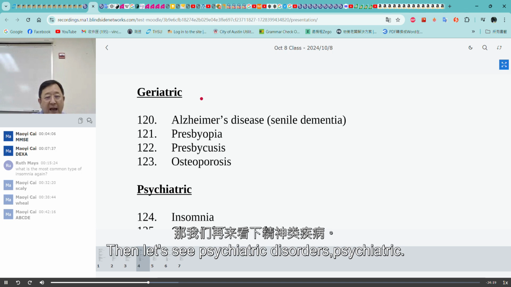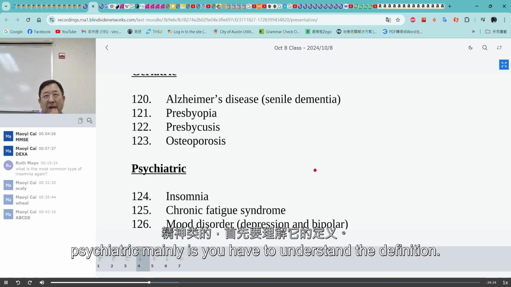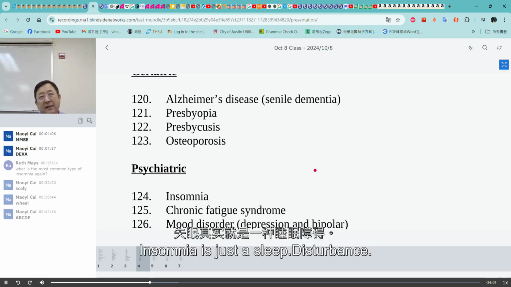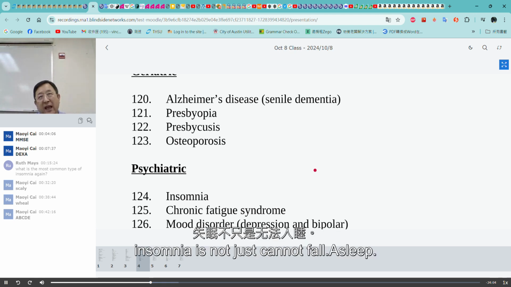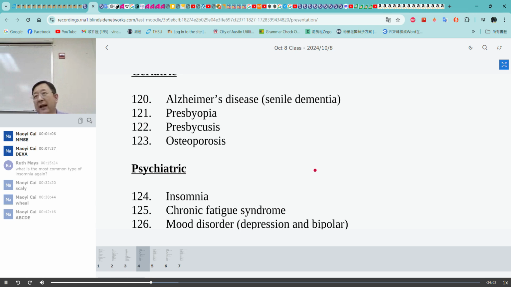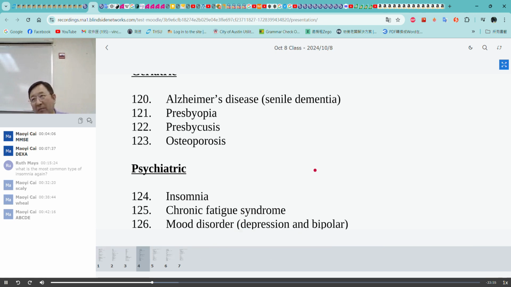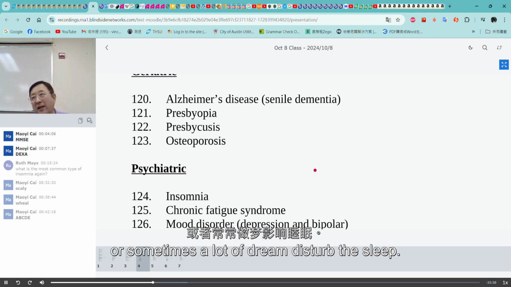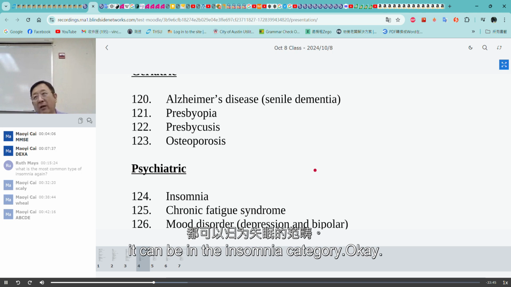Then let's see, psychiatric disorder. Yeah, psychiatric, mainly you just have to understand the definition. So then you would know what it is. For example, insomnia is just a sleep disturbance. But broadly speaking, insomnia is not just cannot fall asleep. Actually, many things. Sometimes what? Easily wake up. Or sometimes after wake up, cannot fall back to sleep. Right? The sleep quality is not good. Or sometimes a lot of dreams disturb the sleep. So any kind of sleep disturbance, yeah, it can be in the insomnia category.